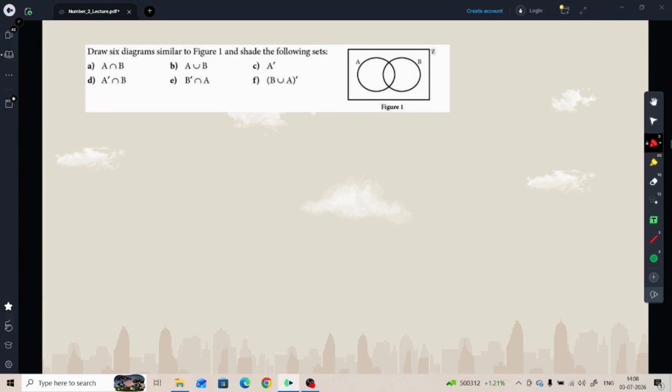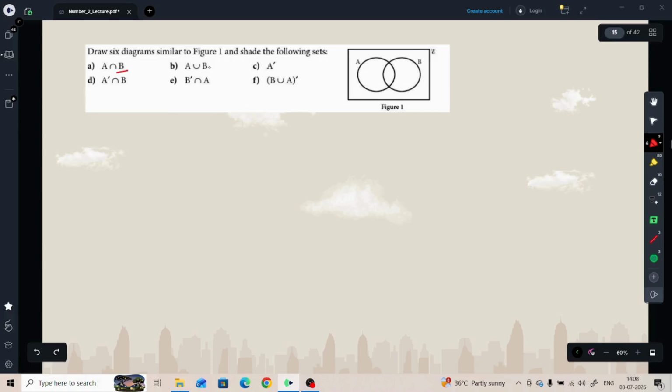Now you have to draw the figure like this, and you have to shade the following set. This is also a very easy question to understand. Let's do it turn by turn. The first one, A intersection B, is very, very simple. This is the answer for part A. You can just copy it. First you can try it by yourself, and then you can look at it from here. I'm just going back.